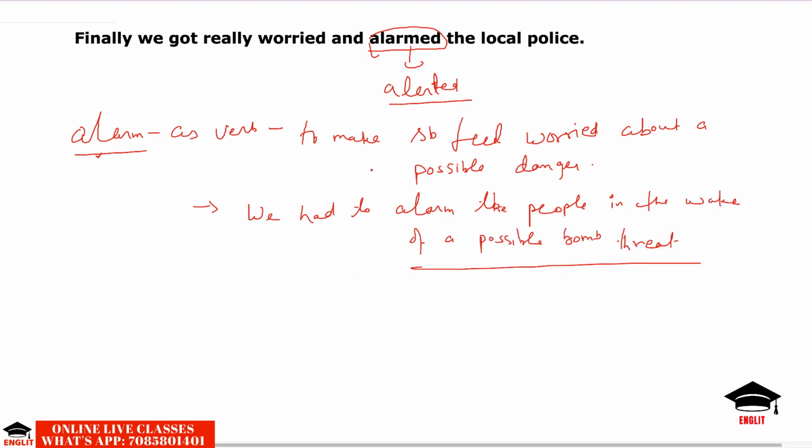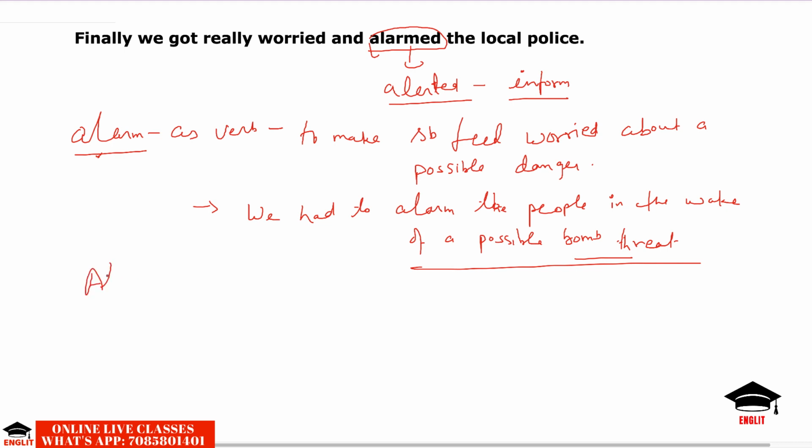So we wanted to make the people feel worried about that possible danger, that bomb blast. But in this sentence there is no such thing. Here we wanted to inform the people or inform the police. So we got really worried and alerted the local police, means we wanted to inform of some kind of possible danger. So giving information is one thing, and making somebody feel worried or alarming something about possible danger is another thing. We cannot use these two words interchangeably.